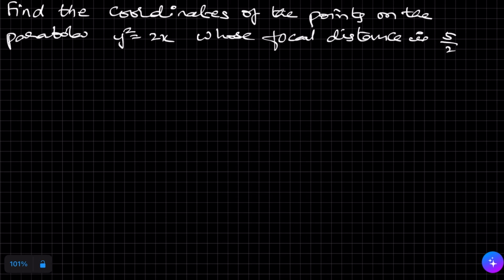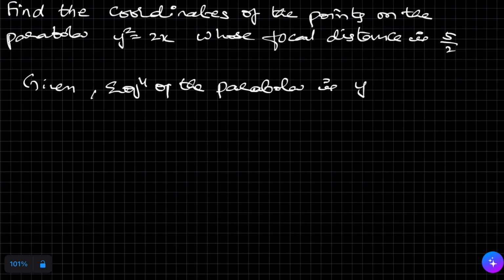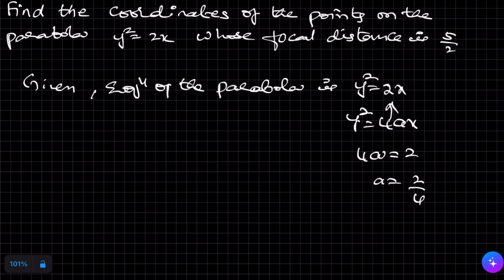In this question, given that equation of the parabola is y square equal to 2x. Let us compare this with standard form of the parabola y square equal to 4x. So when I compare, we'll get 4a equal to 2, a equal to 2 by 4, a equal to 1 by 2.